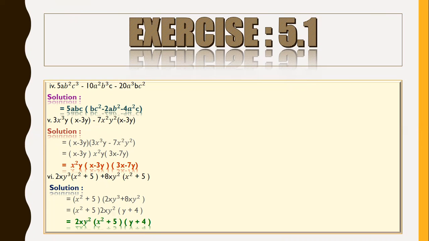The fifth part is 3x cube y into x minus 3y minus 7x square y square into x minus 3y. Parts 5 and 6 are a little different from the previous parts. The type of the question is changed, but the method will be the same. You see clearly that the bracket x minus 3y is common in both. We take common x minus 3y, and the remaining terms will be 3x cube y minus 7x square y square.